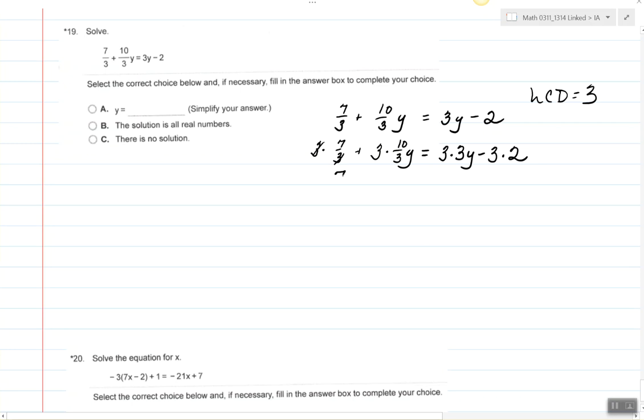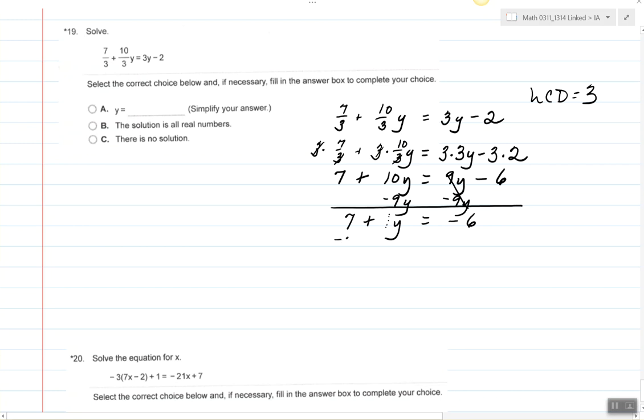Those divide out and I get 7 plus, those divide out and I have 10y is equal to 3 times 3 is 9y minus 6. So the equation looks pretty simple now that I have eliminated the fractions. So I'm going to subtract 9y from both sides. Remember, it's just a choice. I have in this exercise been getting rid of the variable on the right. So I have 7 plus positive 10y, negative 9y gives me invisible 1y equals negative 6.